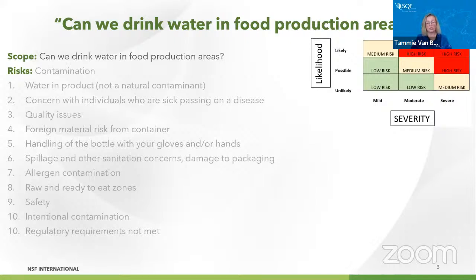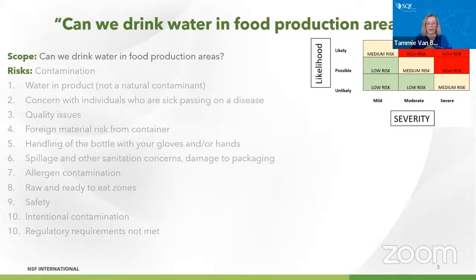Allergen contamination. One of our participants said they have a no allergen facility. So, are those water bottles going to be carried to the break room where they eat their peanut butter sandwich and then carried back out into the production area? And then the raw and ready to eat zone. So you work in a factory where you have both raw and ready to eat. Are people moving between those two areas, and could they contaminate ready to eat product by bringing something from the raw area?